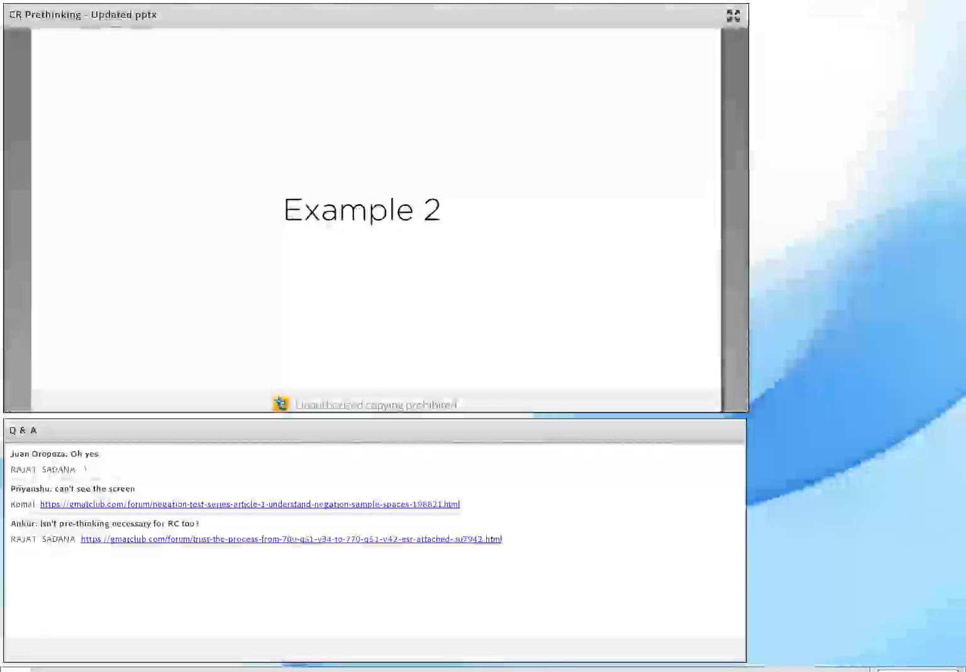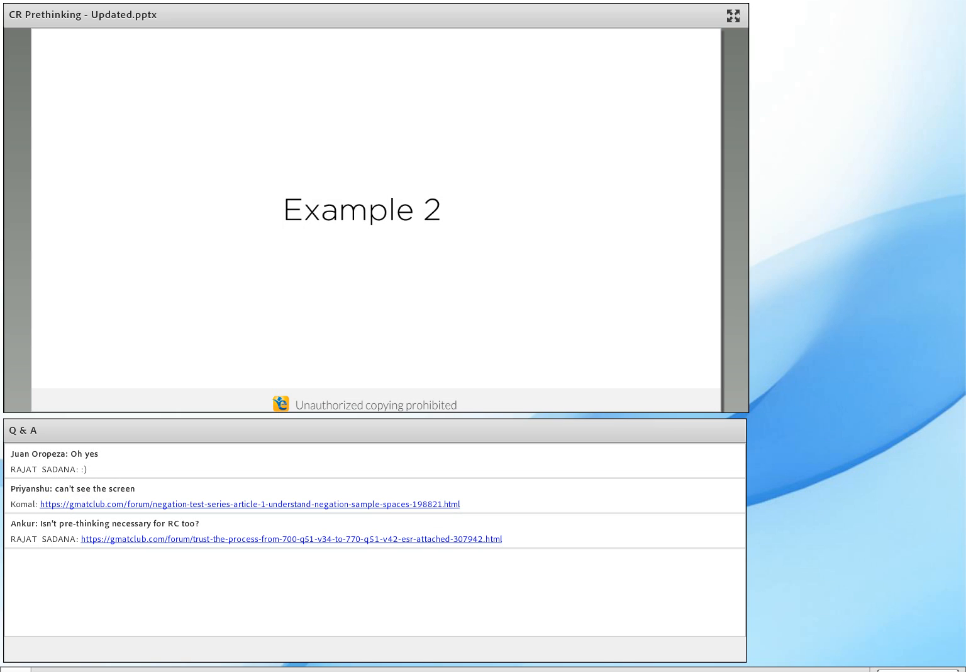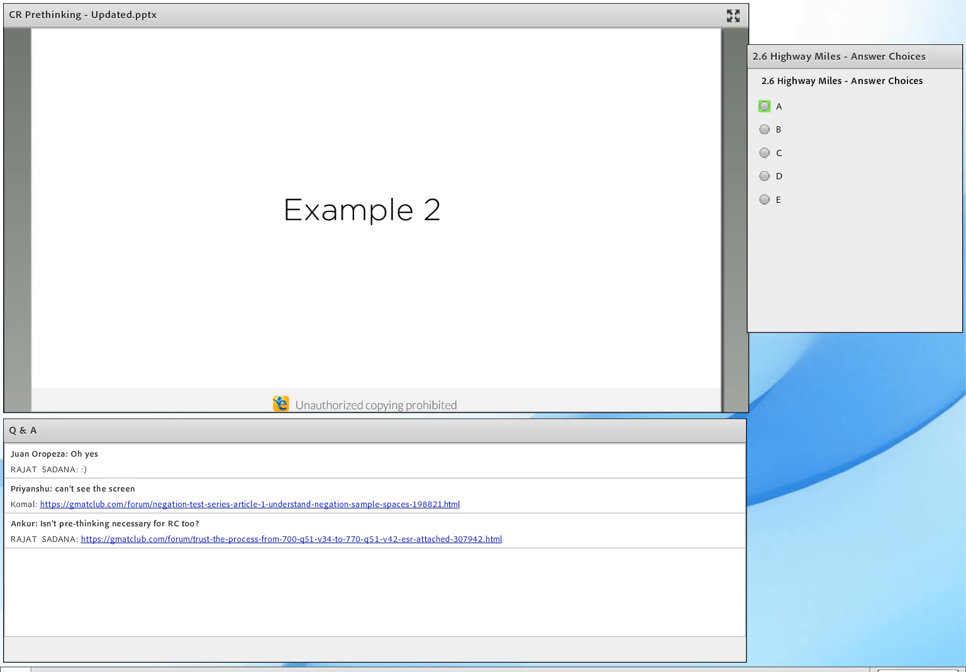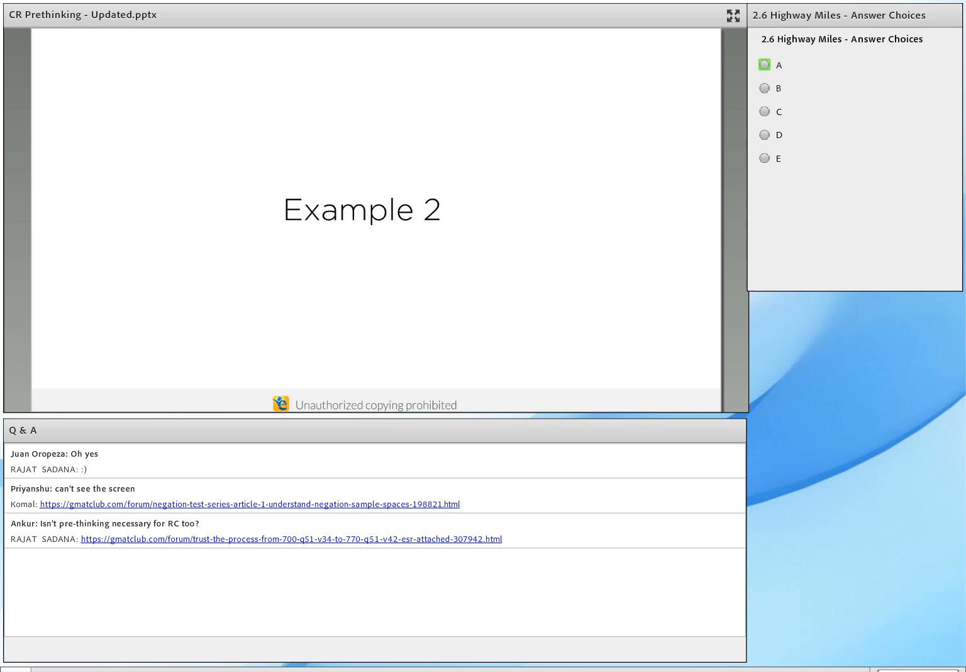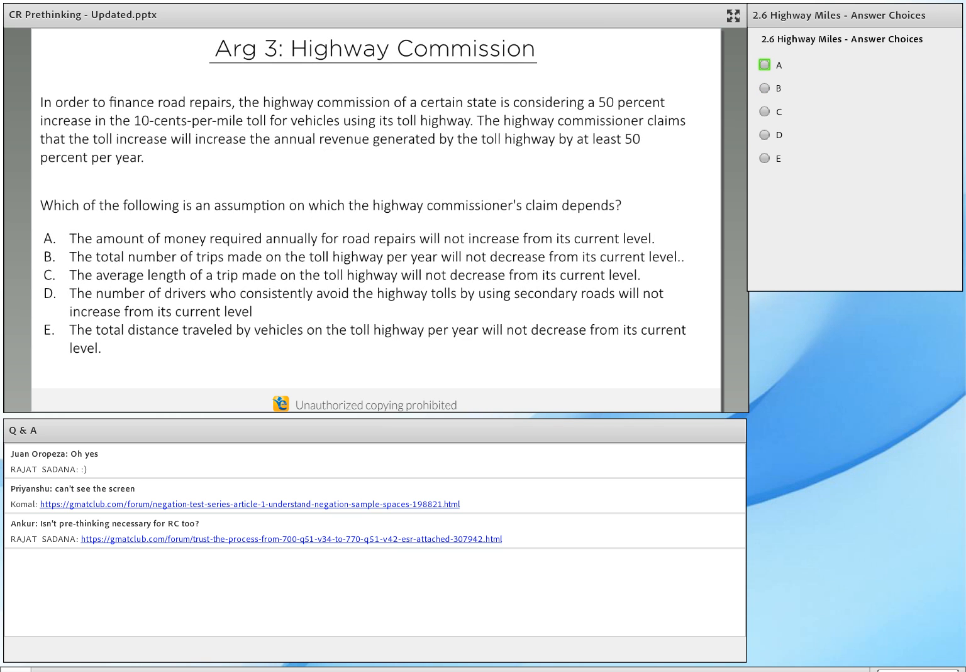Okay. So let's get the answer choices here. Let me reopen the poll. I'm going to give you again plenty of time, 3 minutes to solve this question. Here is the question. You guys get 3 minutes to solve this.